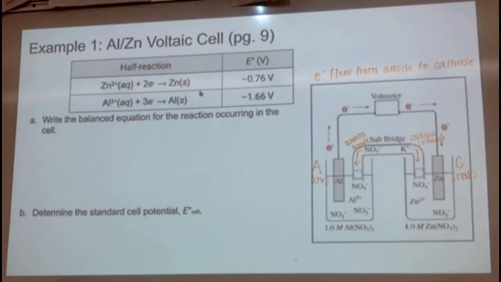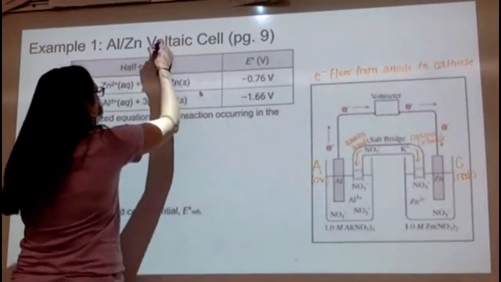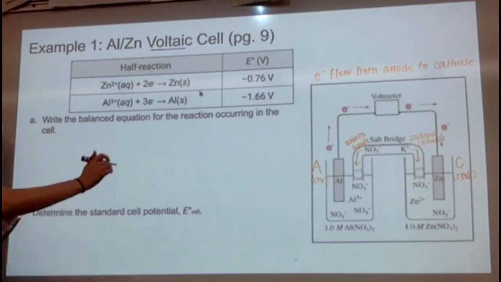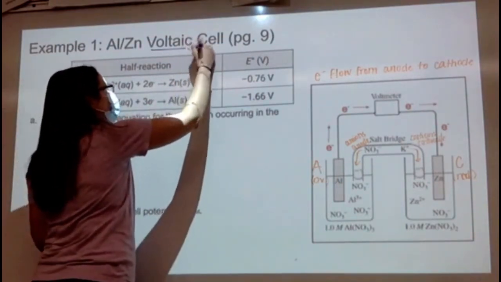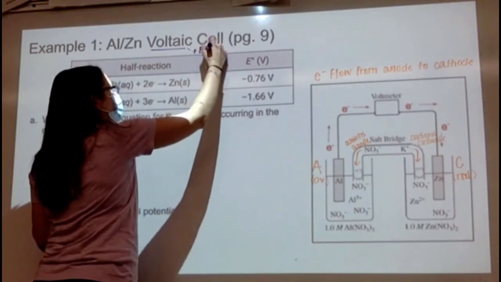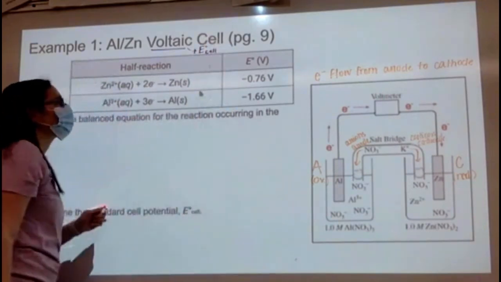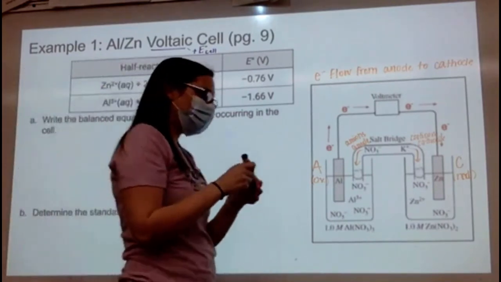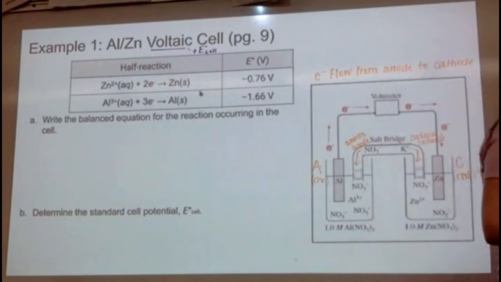So there are just some other ways for us to be able to identify where the anode is and where the cathode is. Now, one more thing with this, it tells us that it's a voltaic cell. So it tells us in kind of the name of the example that it's a voltaic cell. A voltaic cell must have a positive cell potential. So when we're figuring out which way the reactions are oriented, we have to make sure that when we calculate the cell potential, that it's a positive number. Otherwise, we've written the reactions wrong and we have to go back and revisit it.